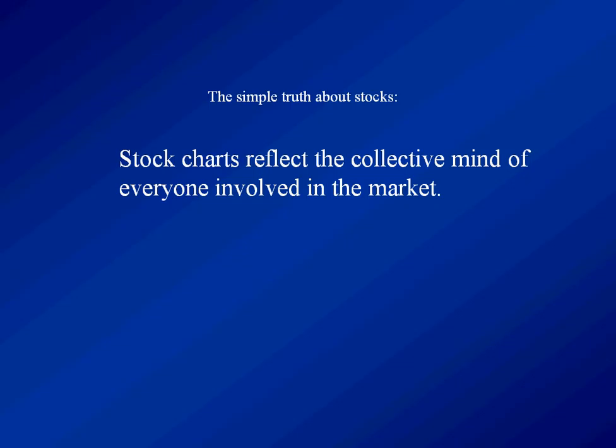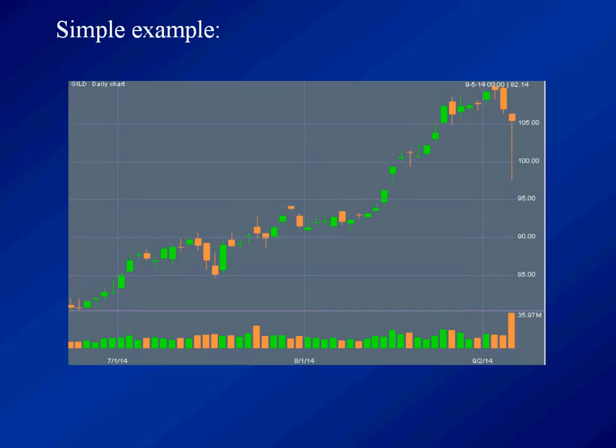The simple truth about stocks is that stock charts reflect the collective mind of everyone involved in the market. That's the whole essence of technical indicators that lots of traders study on charts. The simplest example I can give is the emotion of greed sets in when the bandwagon effect occurs on a stock. Now, when fear occurs on a stock, the exact opposite happens.